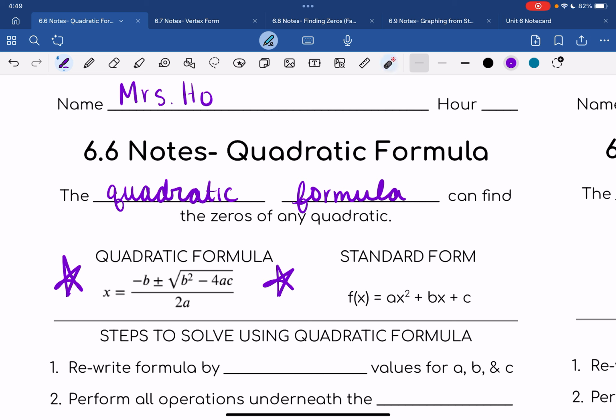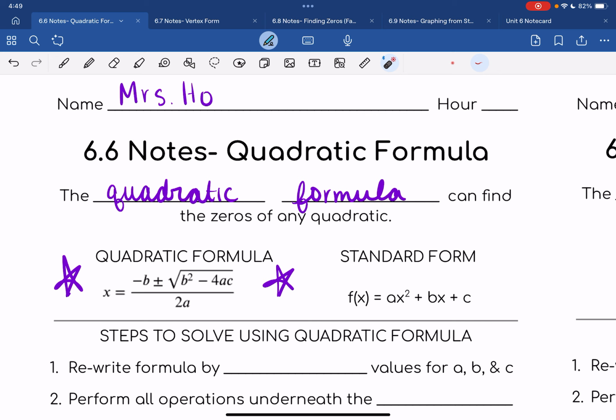So there are a couple pieces of this formula that we've already seen. We've already seen this b squared minus 4ac. That was our discriminant that we did in 6.5. We've also seen this negative b over 2a. That is how we found the x value of our vertex in 6.1. So this is actually putting those two things together.